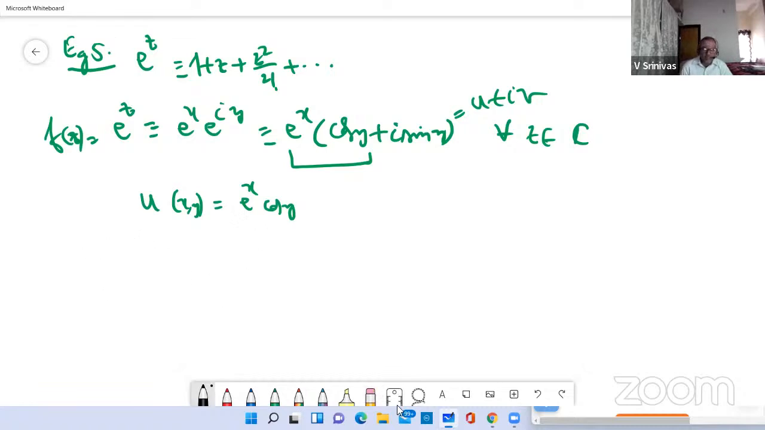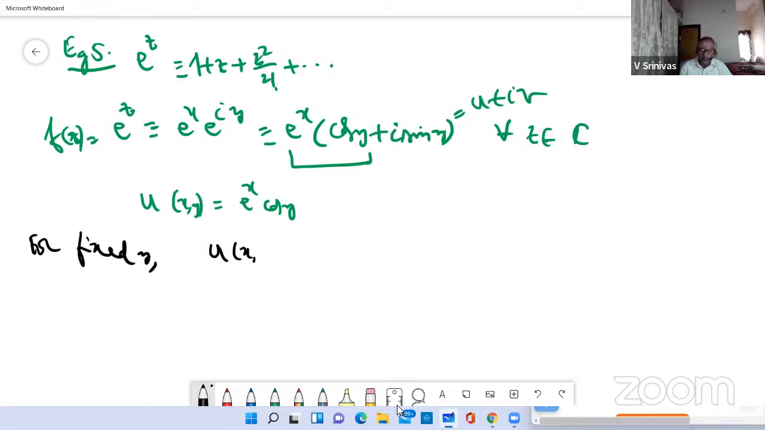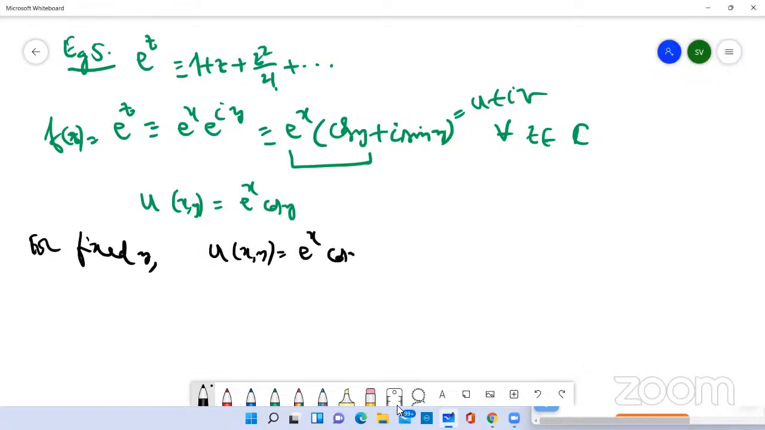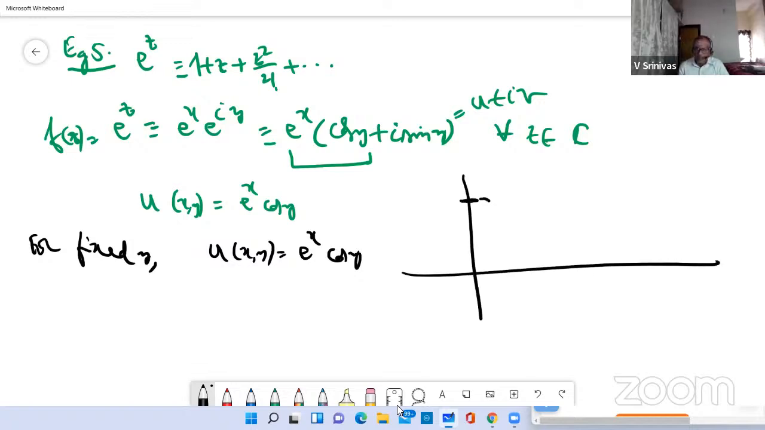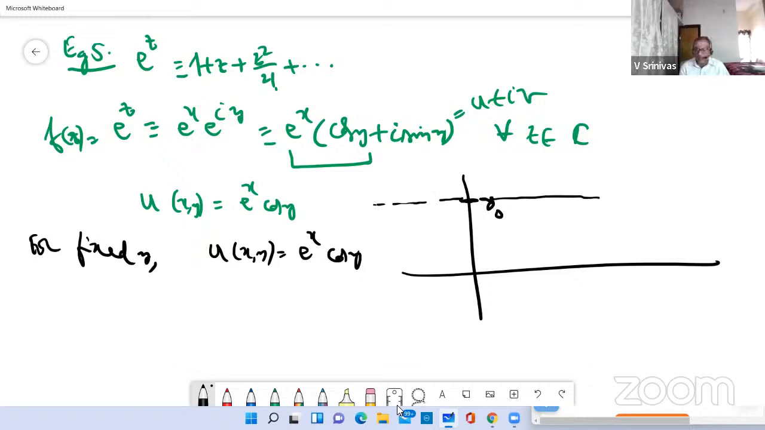When your y is fixed, u of x comma y is e power x into cos y. Your y may be taking some value y naught. So you are taking points on this horizontal line. This is the point x comma y naught. So x is varying on this. X is any real number, so your x is moving on this horizontal line passing through y naught.